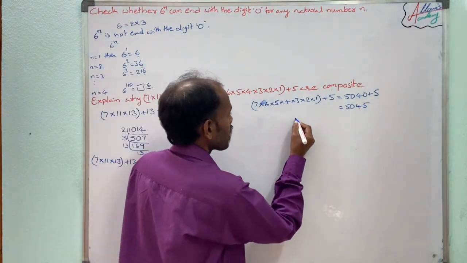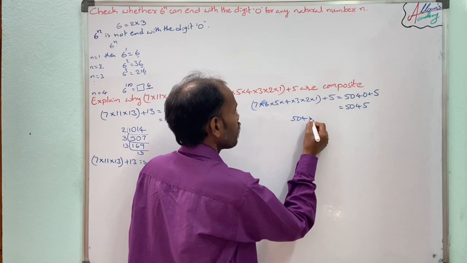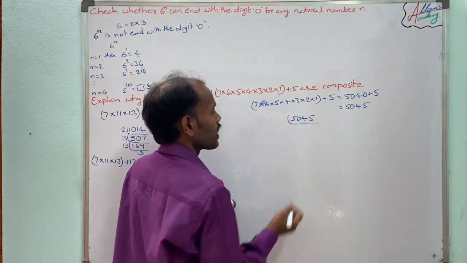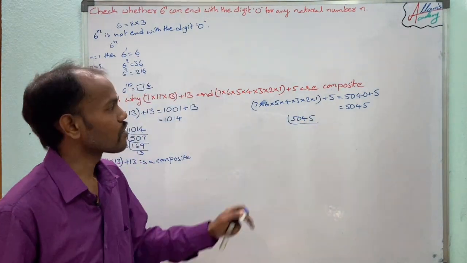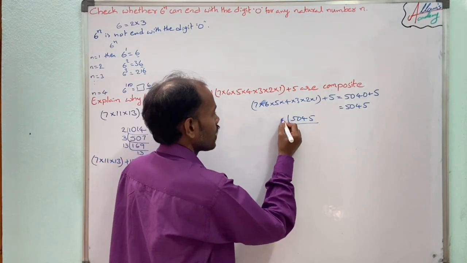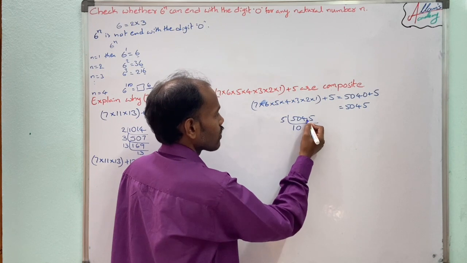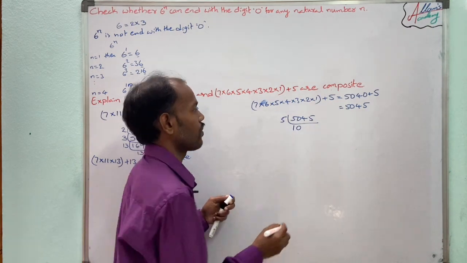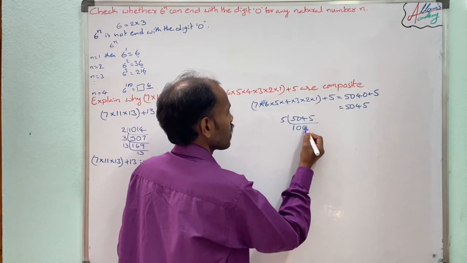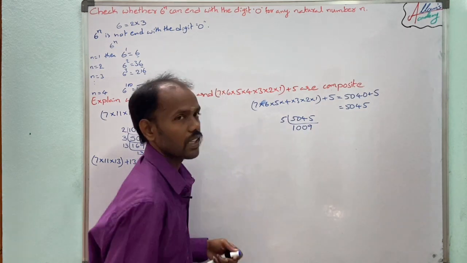Now the prime factorization of 5045: the last digit is 5, so it will go in the 5 table. 5 1s are 5, then 0. Here also, directly taking the two digits 45, 5 9s are 45.